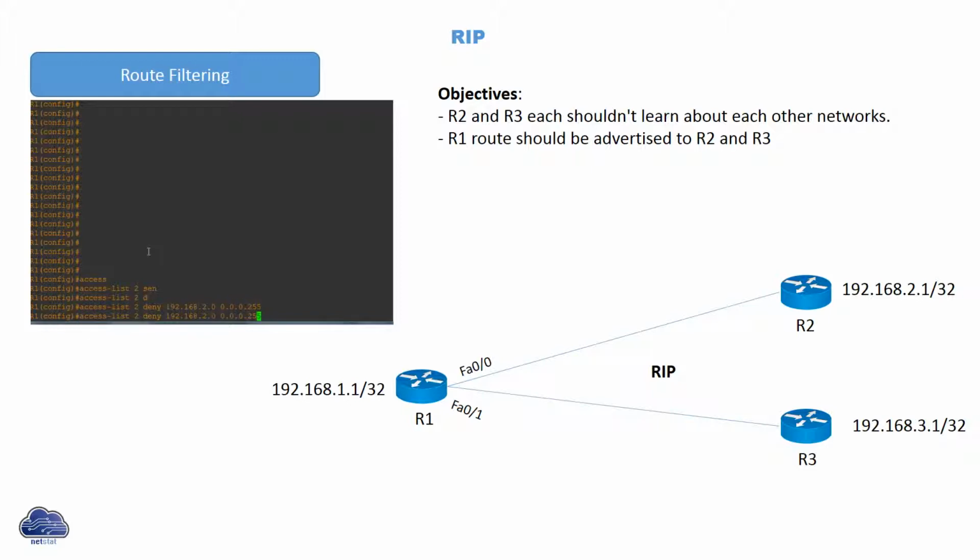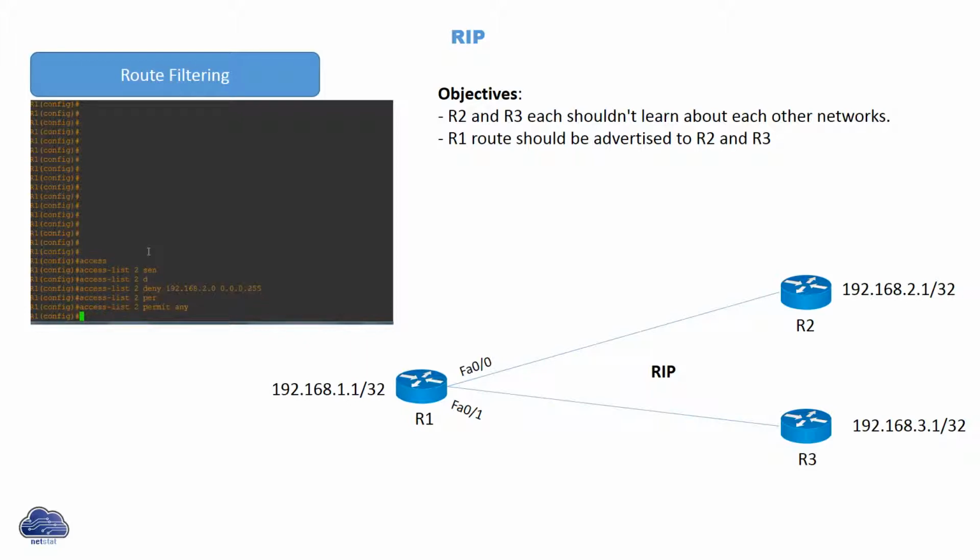And we need to add an allow rule to permit any other network advertised from R1, because the requirement here is to keep the network 192.168.1.0 on R1 advertised to the two routers. So we need to add a permit any.